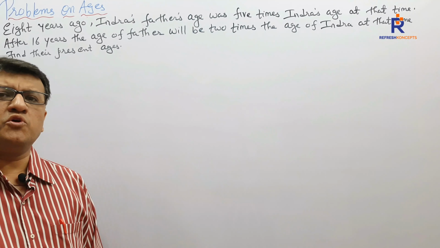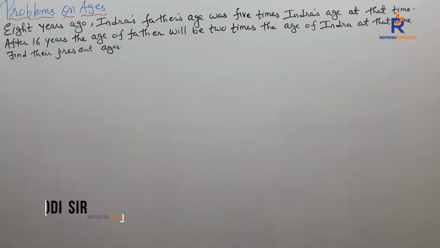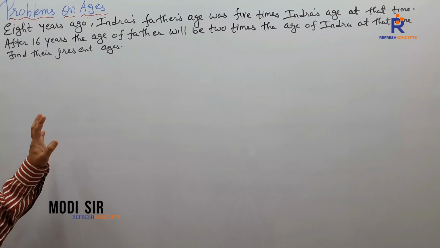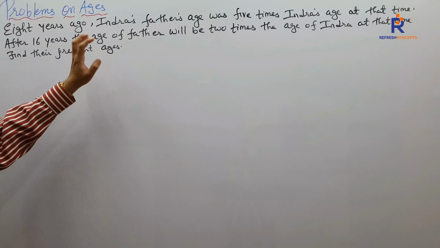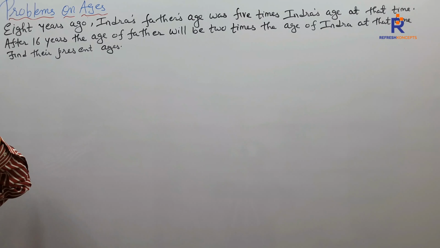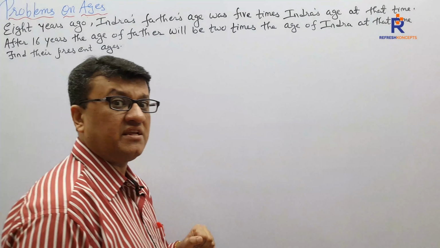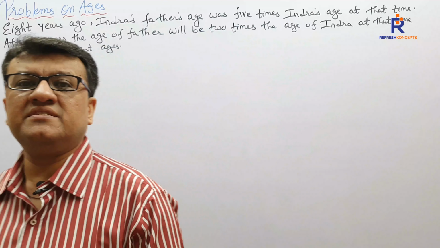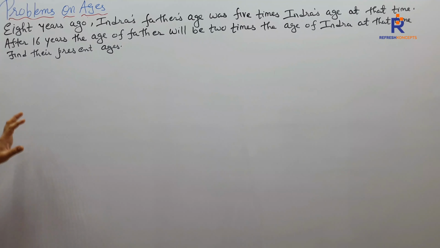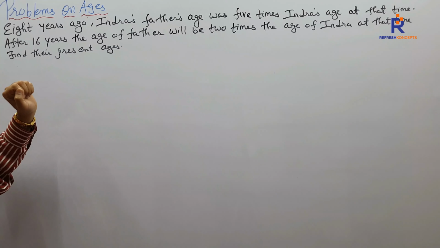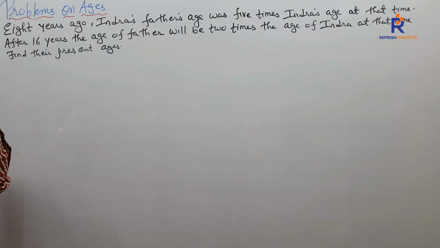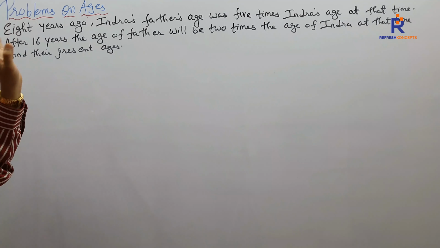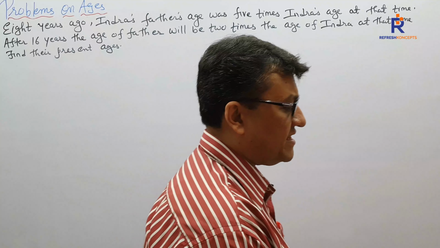Children, let's see one more sum on problems on ages. Now this is very interesting. Why did I take this particular sum? For a simple reason. In the previous two sums, the question was starting from the present age, right? But here the question is starting from the past, 8 years ago. So directly the question goes into the past tense and says 8 years ago.